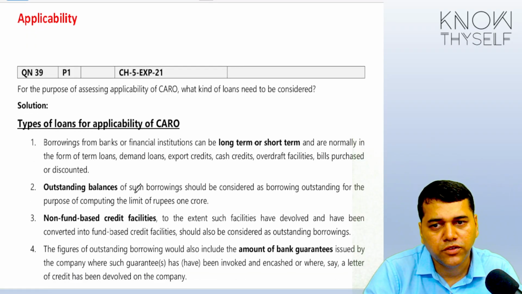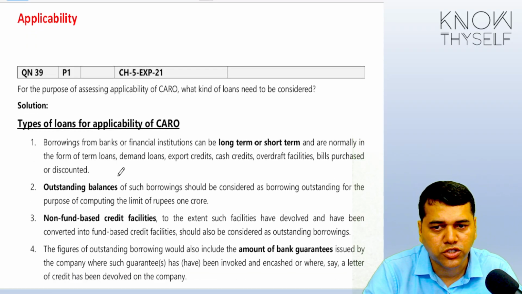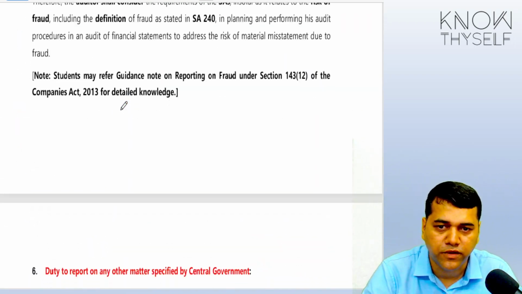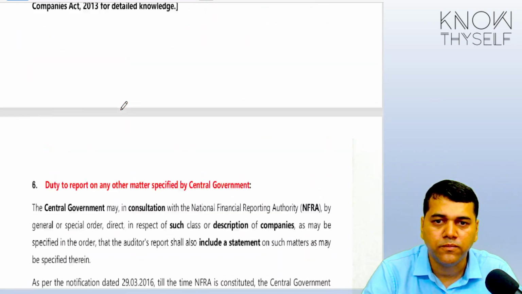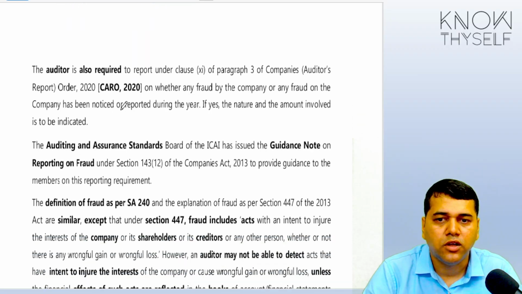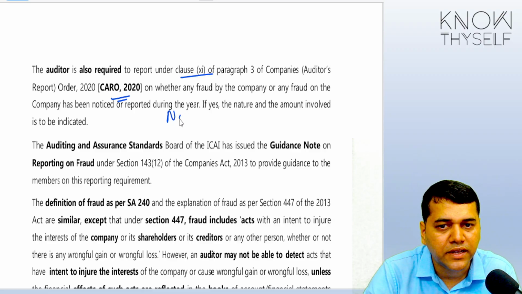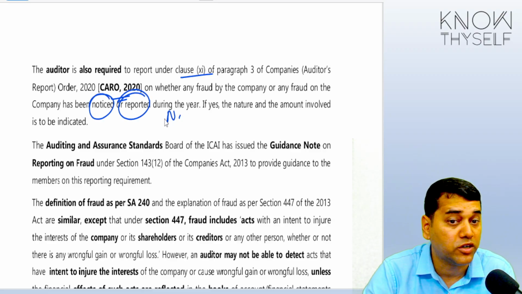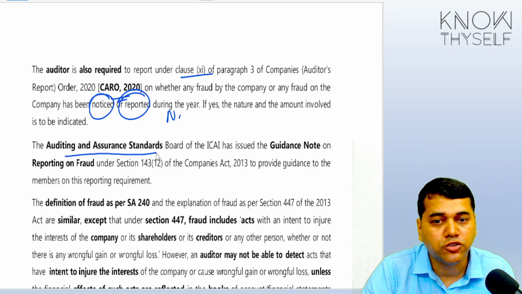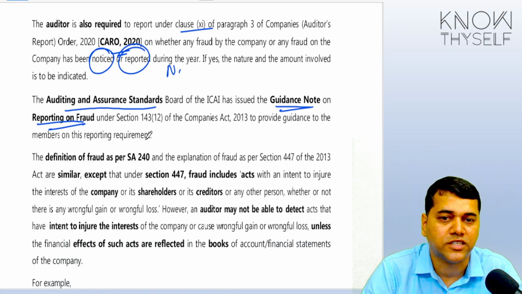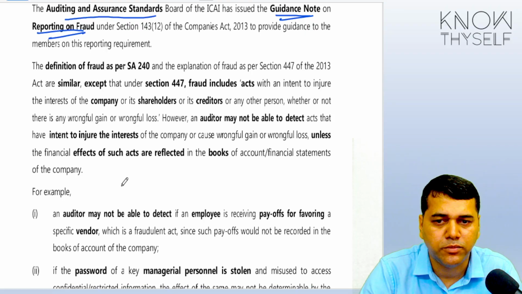Okay, and the majority of the questions, you see, a lot of questions will go for CARO. Yes, we will focus on CARO. We will move on fast and we will try to focus on CARO. Yes, the auditor is also required to report under clause 11 of CARO. But this is going to happen only if it is noticed or reported, not suspected. Now, the Auditing and Assurance Standards Board has issued a guidance note on reporting of fraud, section 143(12). So, one guidance note has been there.